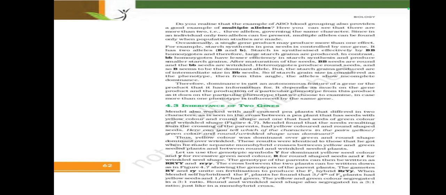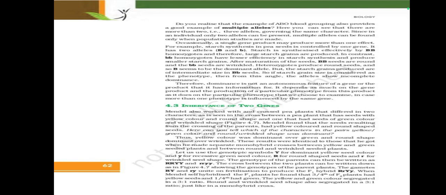Now here, can you tell which of the characters in the pairs, yellow and green color, and round and wrinkled shape, was dominant? Thus, yellow color was dominant over green, and round shape dominant over wrinkled. These results were identical to those that he got when he made separate monohybrid crosses between yellow and green seeded plants and between round and wrinkled seeded plants.